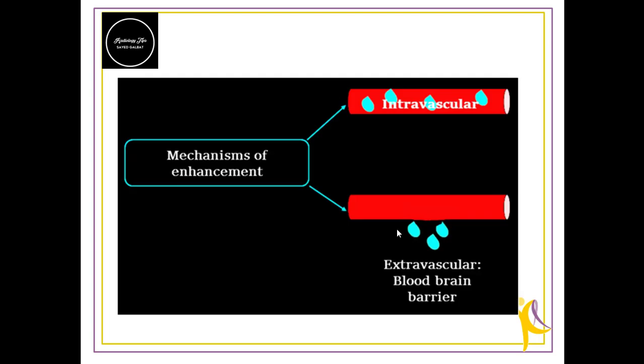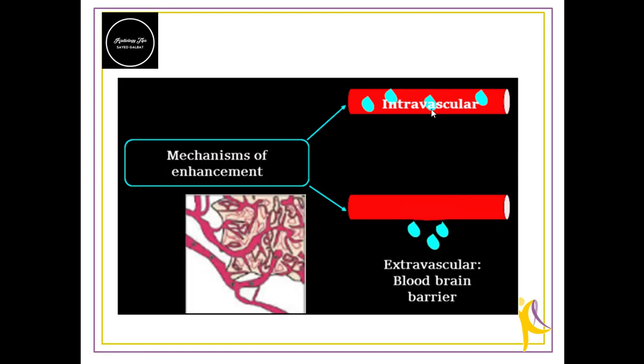Before going through, I just want to explain one more thing. When we see an enhancing lesion in the brain, the enhancement depends on two factors. The first is the amount of contrast leaked into the extravascular space, which is controlled by the integrity of the blood-brain barrier, and the second is the intravascular component of contrast, which depends on the vascular density of the tissue or the lesion.